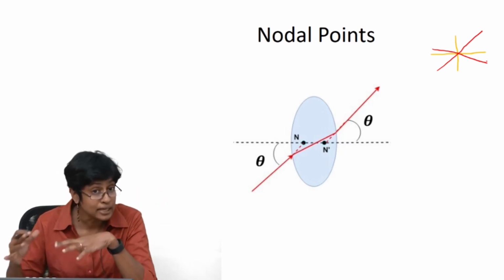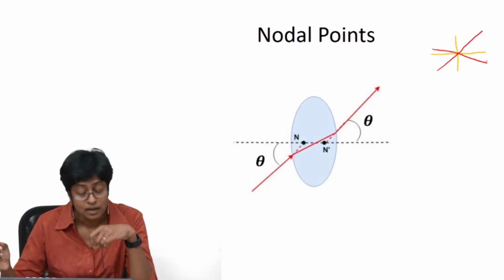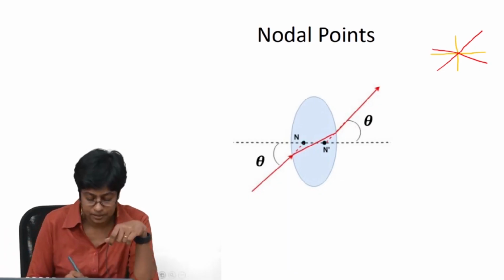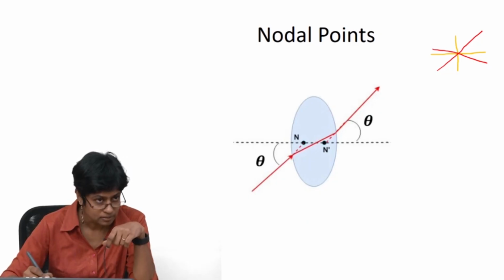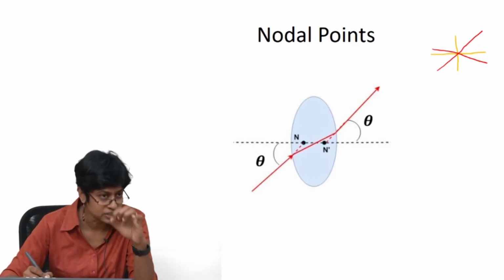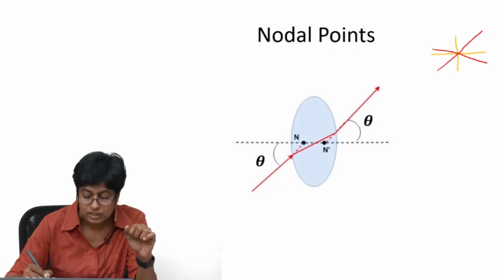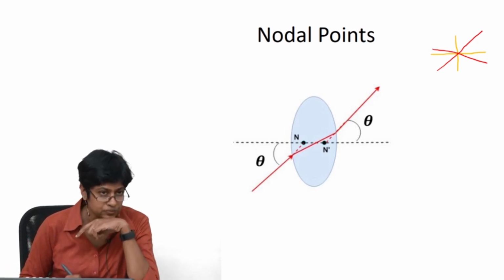I can't do that anymore if I am considering a thick lens, but I can trace a ray coming so that it is traveling straight. It hits some point. If I were to continue it straight, but that's not what's happening, it's going to refract. That ray goes through the center and then refracts again. So these points N and N dash are called the nodal points of the system.